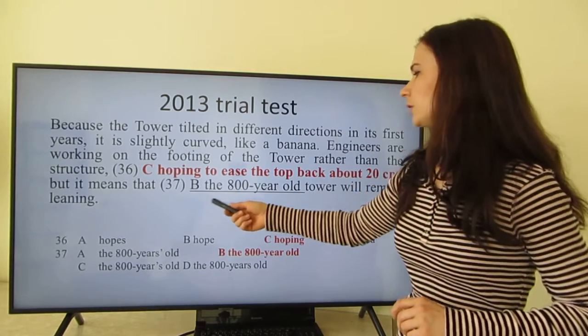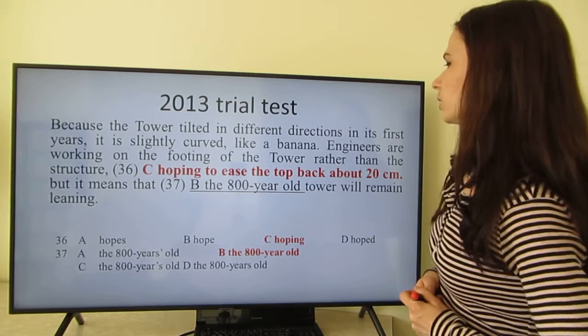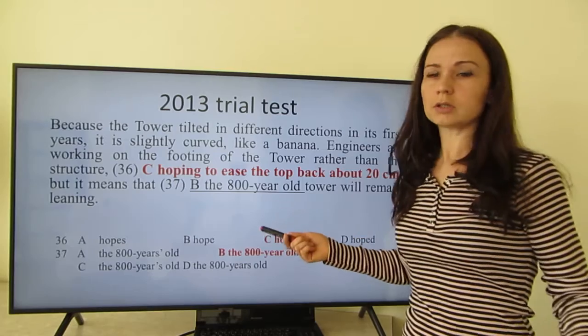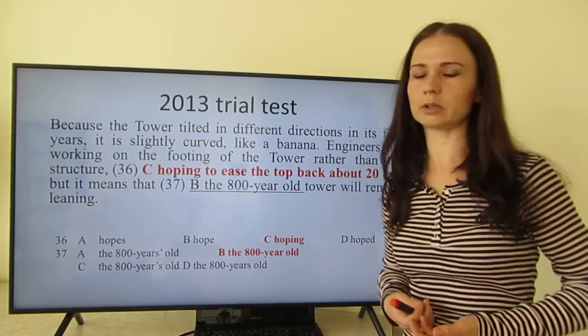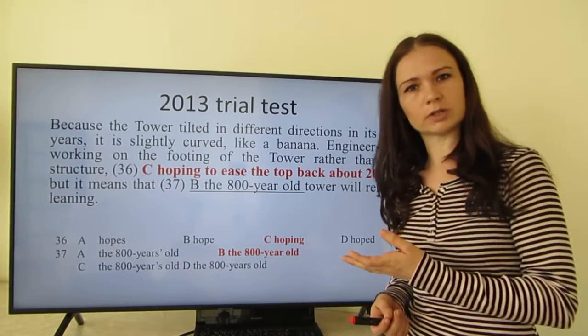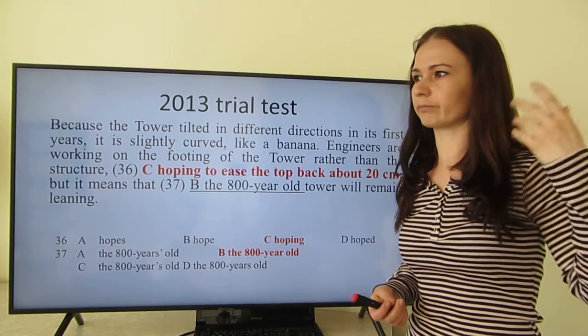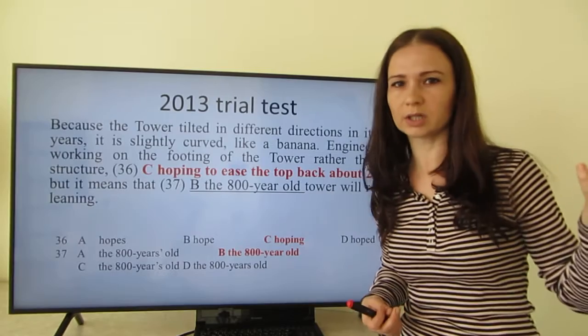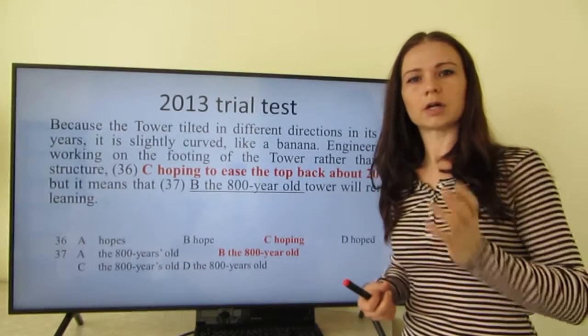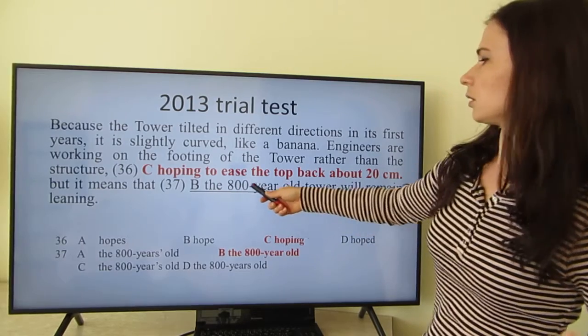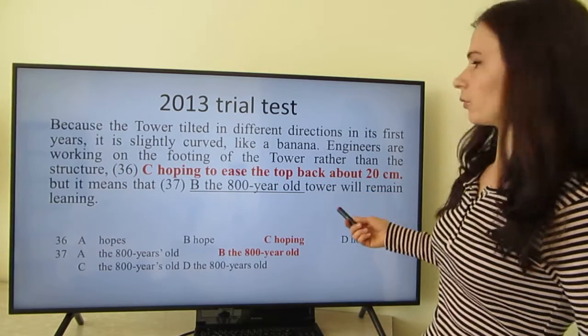Gap 37, the 800-year-old tower, which means that it is 800 years old. In such cases, I always say to my students, 5-star hotel. So memorize this combination of words. 5-star hotel, no ending s. So the 800-year-old tower.